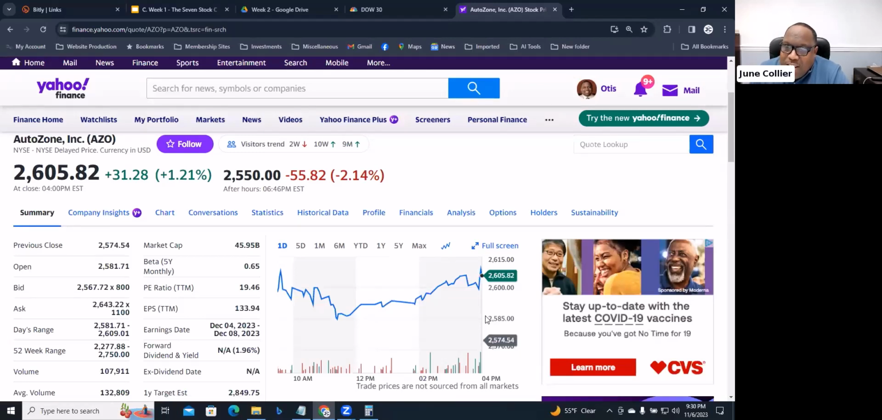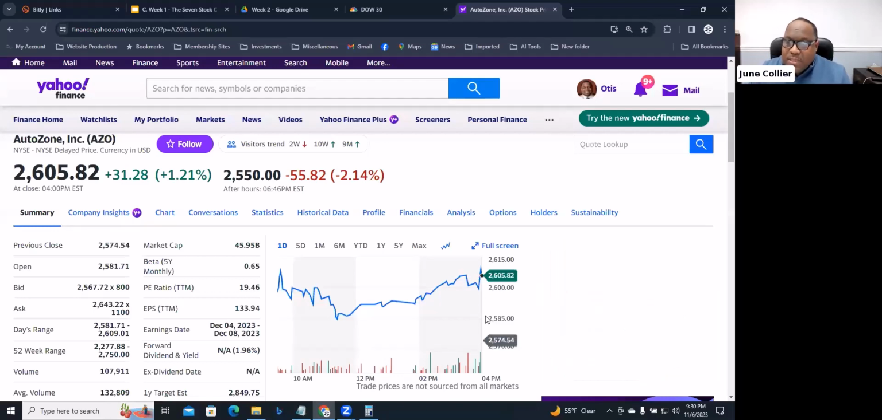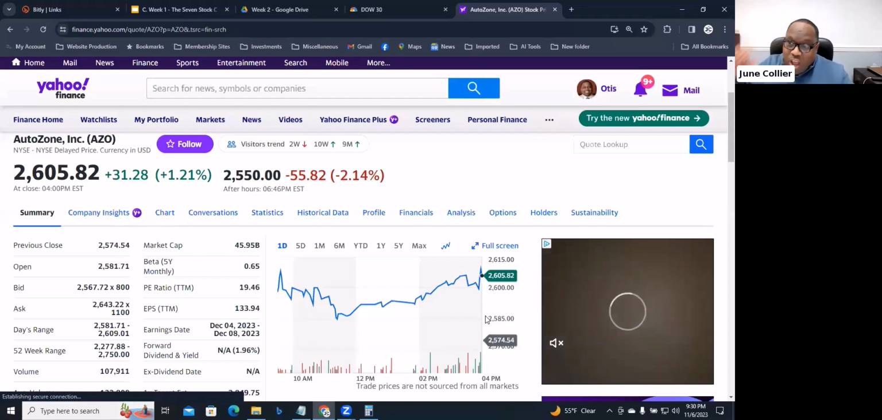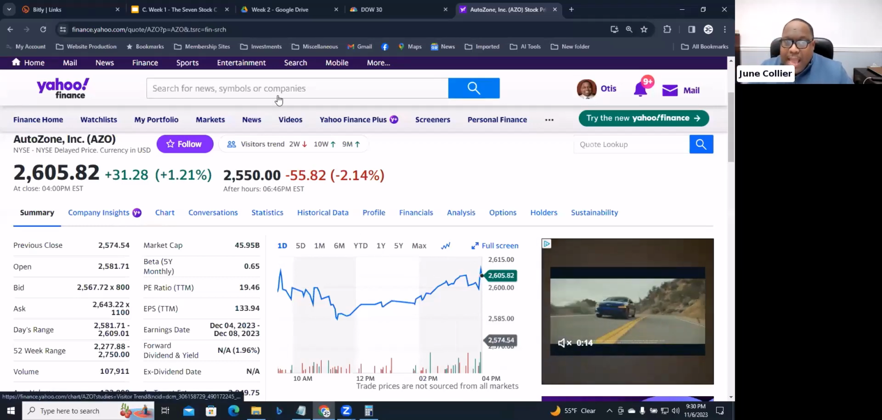$2,605 per share for one share of AutoZone. You better not sleep on AutoZone. Right? So when you see how the economy does, the economy is going to move, and there's going to be certain companies that do well in a soft economy.